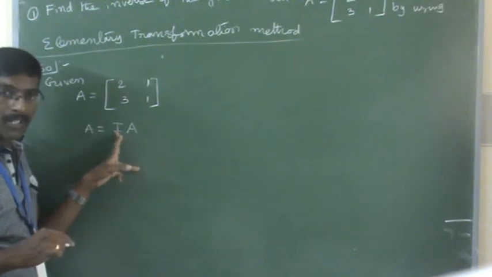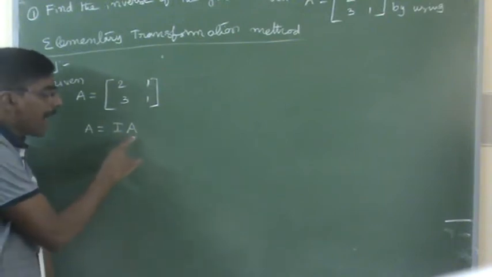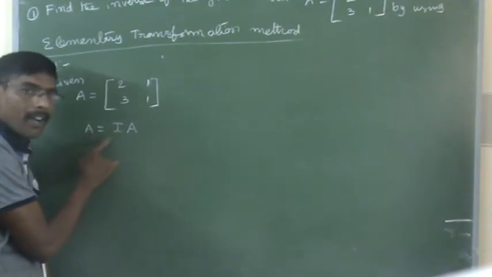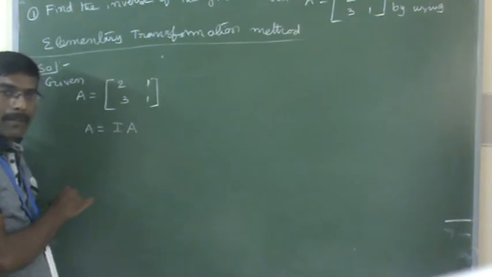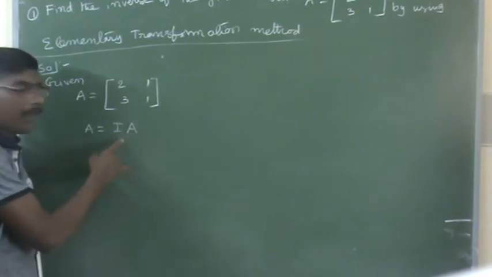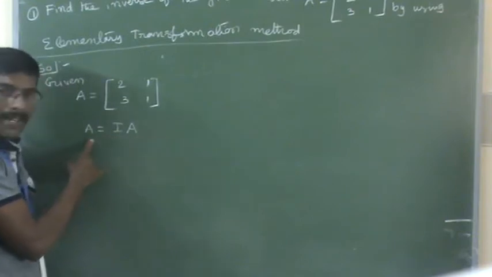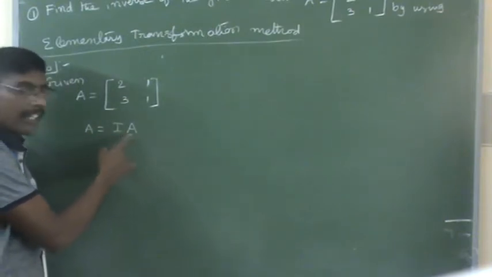Unit matrix means [1, 0; 0, 1]. Any matrix multiplied with the unit matrix gives the same matrix. This is the property of matrix multiplication with the unit matrix. So matrix A can be written as I into capital A.